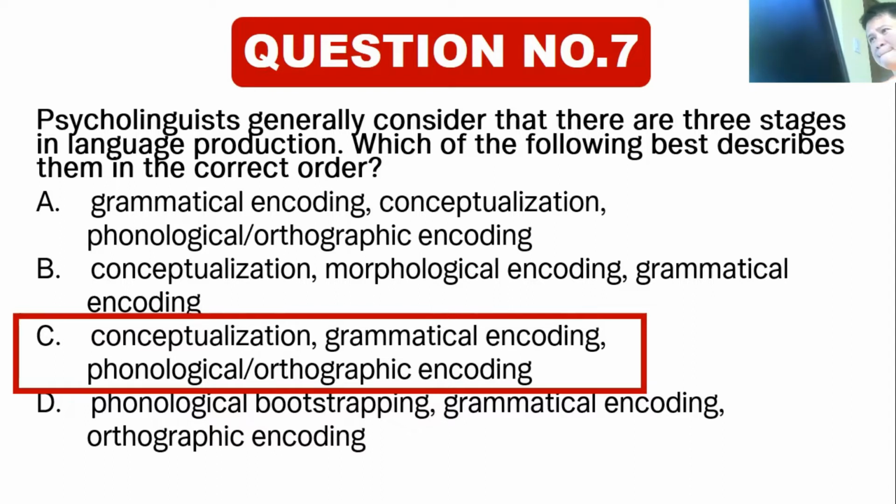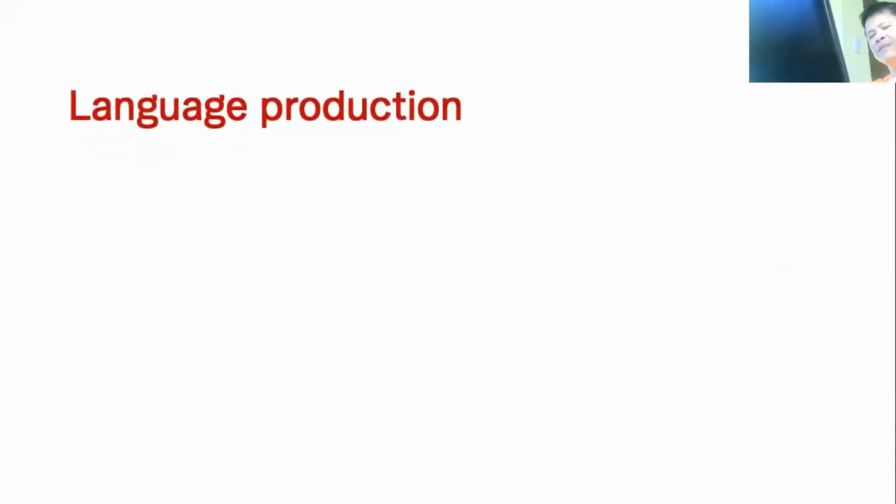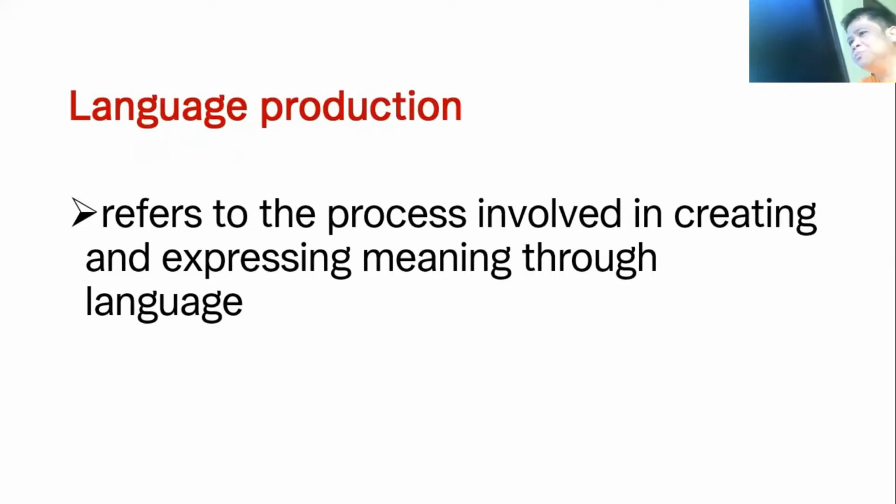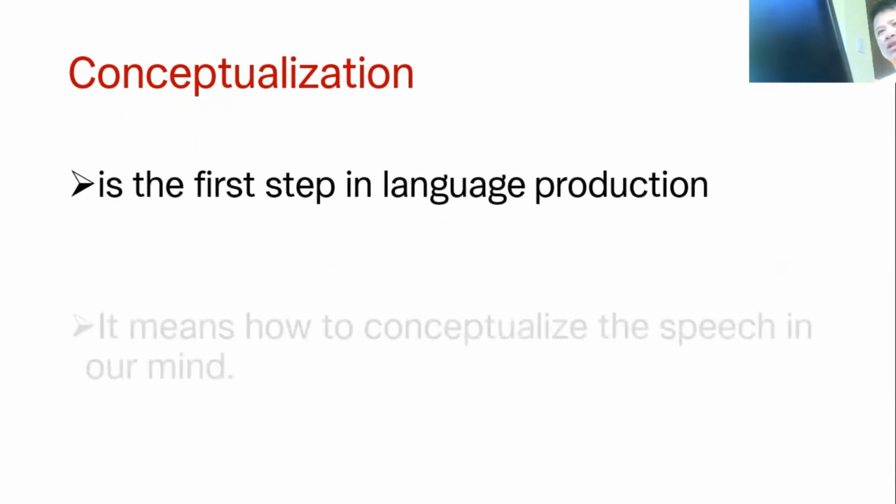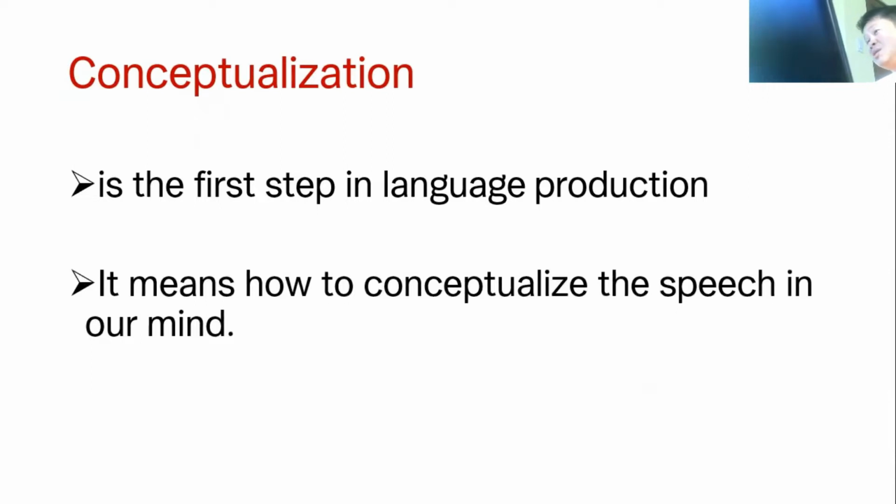Let's discuss them one by one. First, what is language production? Language production refers to the process involved in creating and expressing meaning through language. The first stage, according to Professor Banyard et al., is conceptualization. This is the first step in language production. It means how to conceptualize the speech in our mind. We start thinking of ideas, concepts, thoughts. That is the first step in language production.